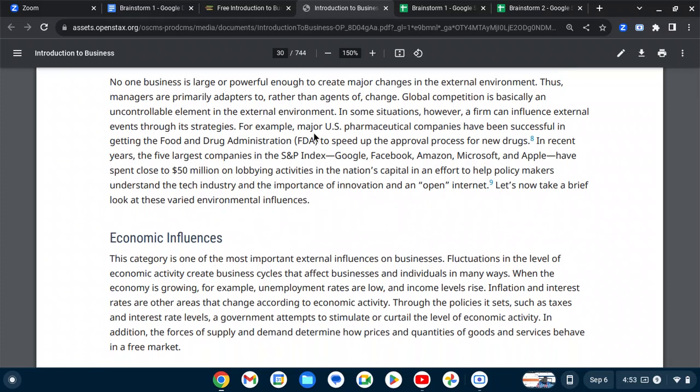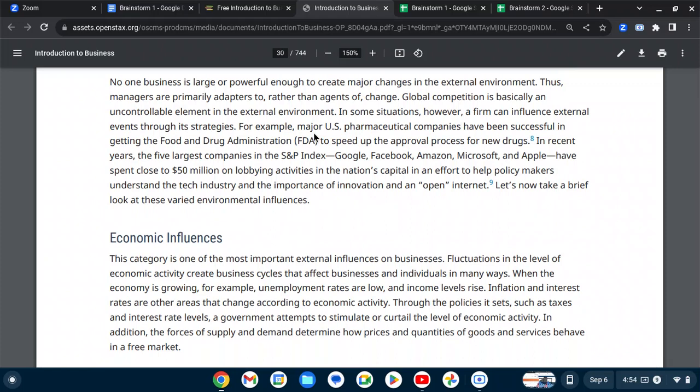For example, major U.S. pharmaceutical companies have been successful in getting the Food and Drug Administration to speed up the approval process for new drugs. In recent years, the 5 largest companies in the S&P index, Google, Facebook, Amazon, Microsoft, and Apple, have spent close to $50 million on lobbying activities in the nation's capital in an effort to help policymakers understand the tech industry and the importance of innovation and an open internet.